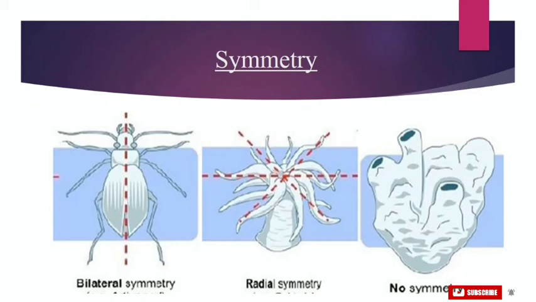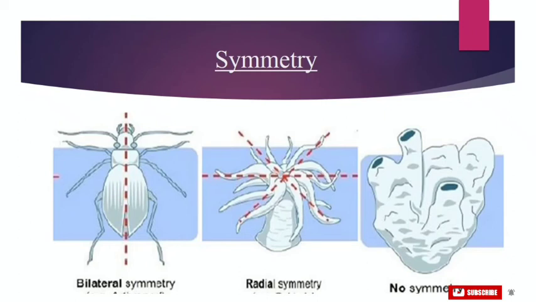The next is radial symmetry. Any plane passing through the central axis can divide the organism into identical halves. An example of this type of symmetry can be observed in coelenterates and echinoderms. As you can see on your screen, there are many red lines passing through this organism. This is an example of an aquatic animal. The number of planes passing through the central axis of this aquatic animal divides the organism into identical halves. Now the third is animals that do not show any symmetry, that is, asymmetrical.